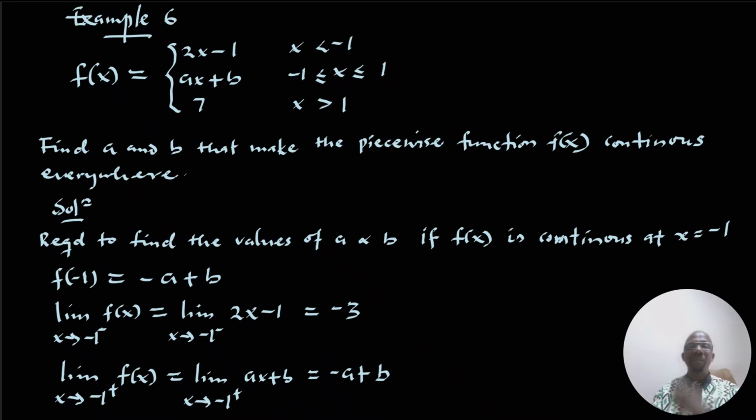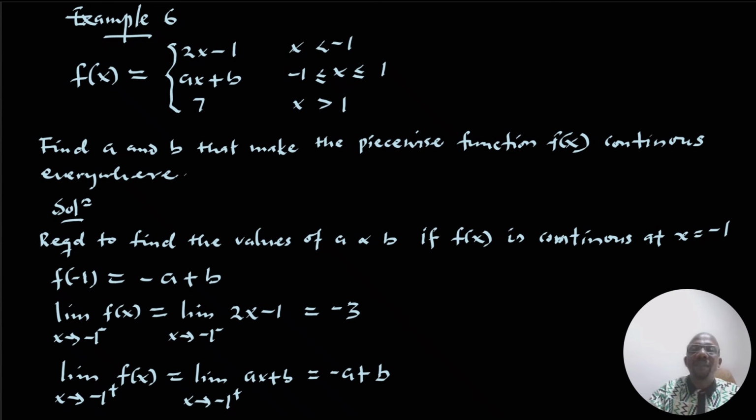All right. Example 6. Look at this example 6 as well. Also something like that. Find a and b that make the piecewise function of x continuous everywhere. Now we are going to deal with f of x between minus 1 and 1.